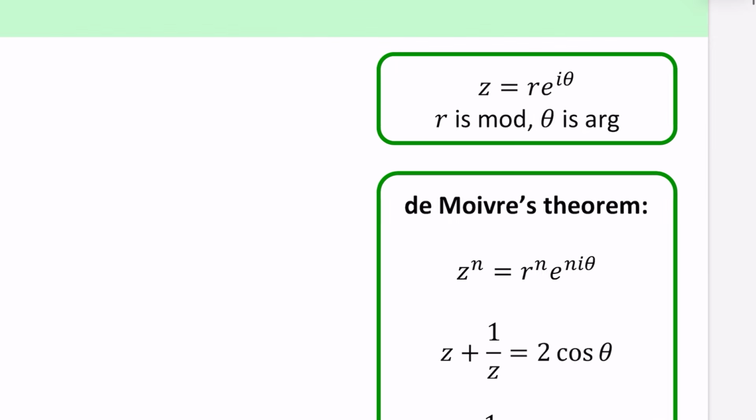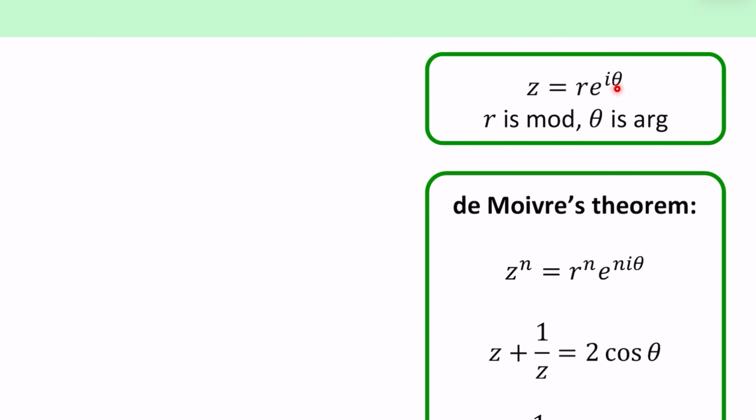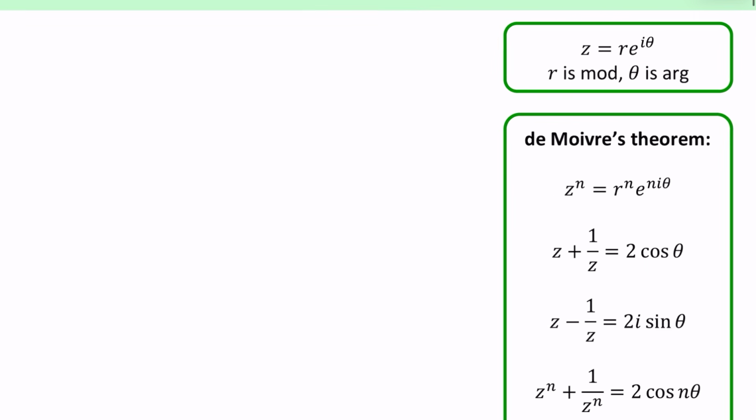So to start with, there's just a different version, the exponential form of this. Not going to go into the details of where it comes from, but we say that a complex number can be equal to r e to the i theta, where r is the modulus or the magnitude, and theta is the argument of that complex number. Pretty straightforward, and you should know that already.